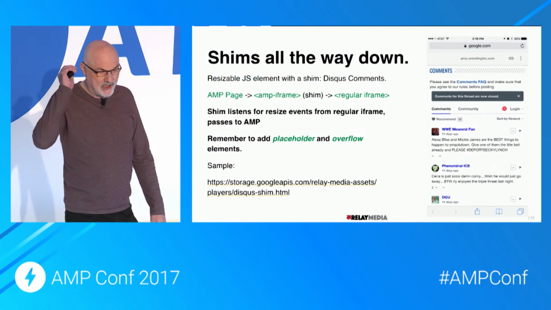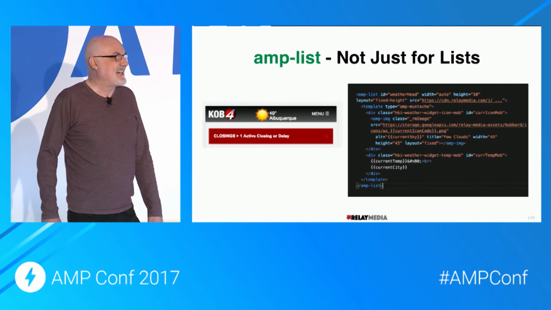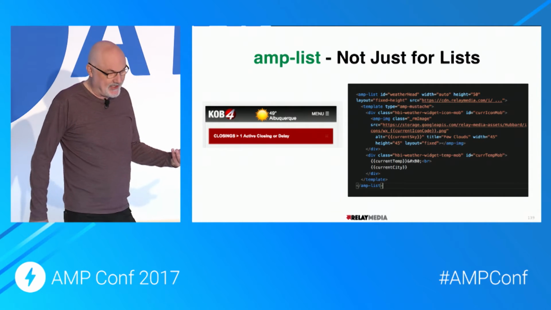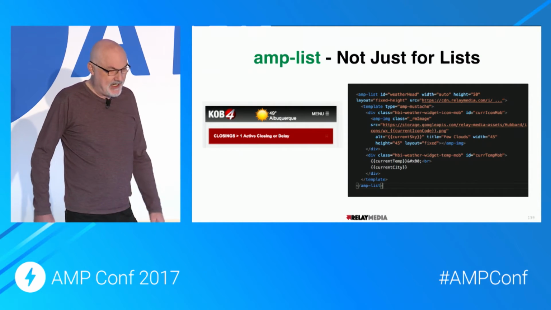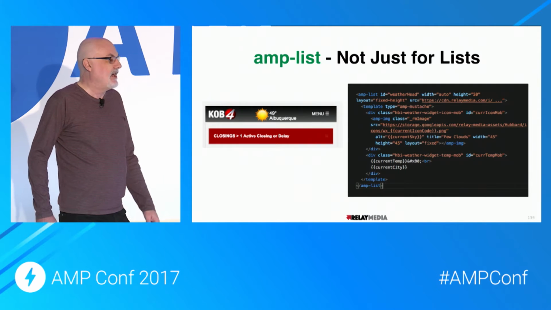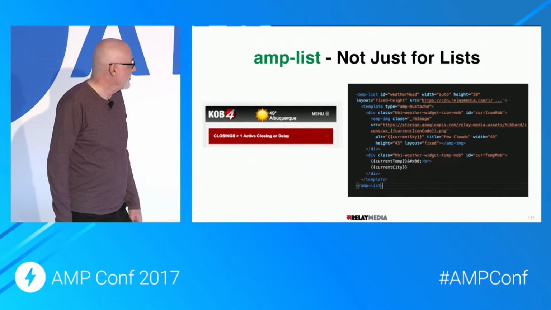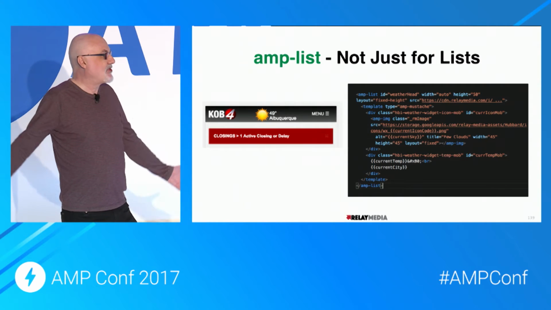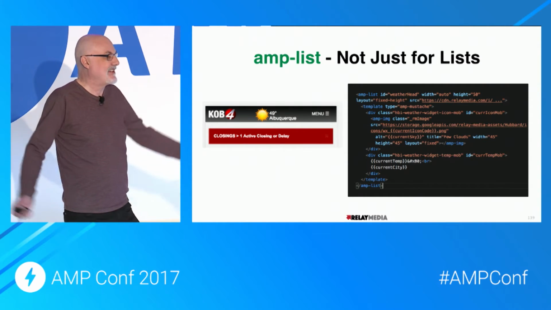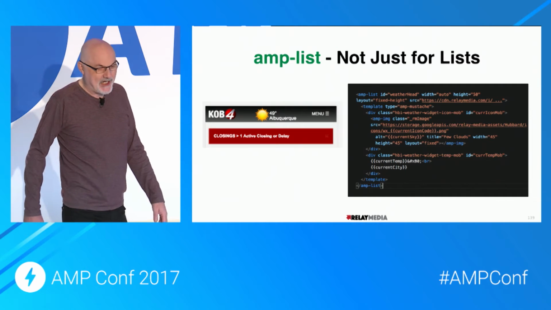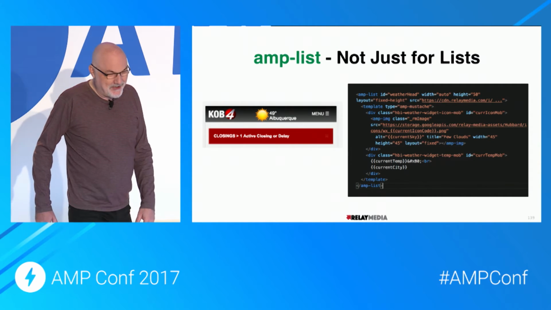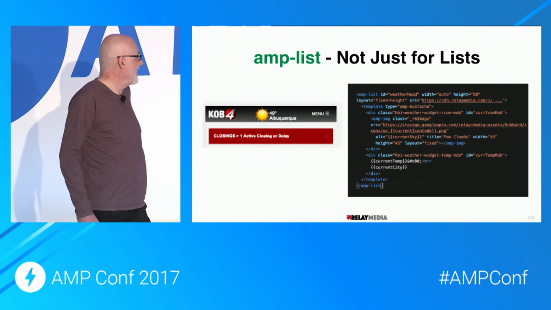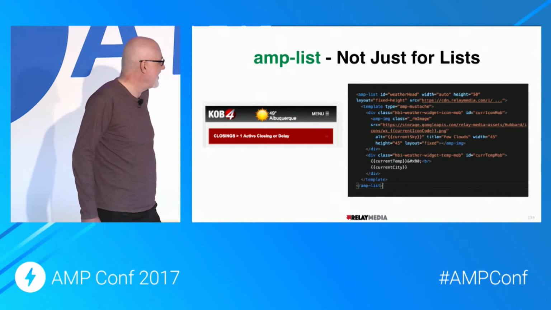A few other things we learned. AMPList, it's not just for lists. So we're using AMPList for all sorts of interesting things. This one is KOB. It's one of the Hubbard television broadcast stations. It's the weather widget. And you don't really want to cache the weather. It doesn't age well in the cache, shall we say. So we built the weather widget with an AMPList. And it's not a particularly complicated piece of code.